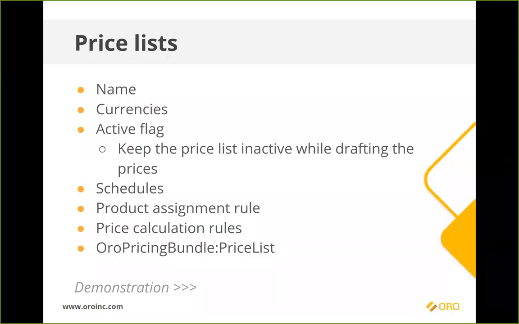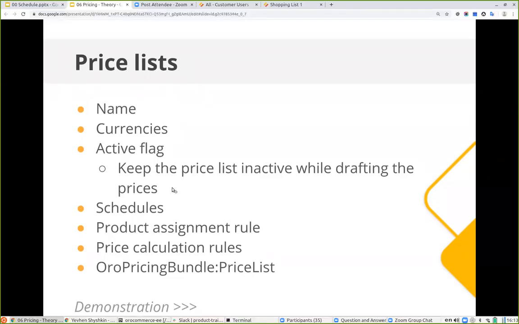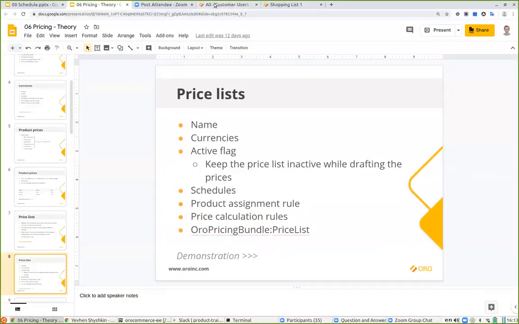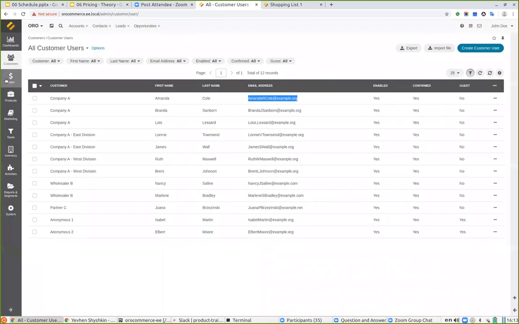Product assignment rule, price calculation rules, and all this is stored inside the entity called price list in the pricing bundle. I'm going to skip product assignment rule and price calculation rules for now, and let's concentrate on the first parameters here. Let's try to add a new price list at the management console to see how it works.